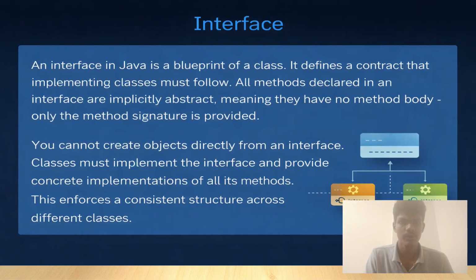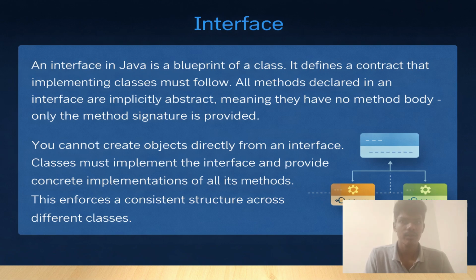Let's understand abstraction more clearly. Abstraction means hiding internal details and showing only essential features. For example, when you use a mobile app, you don't see the backend code. You just interact with buttons and screens. In Java, abstraction helps us reduce complexity, improve code reusability, and make systems easier to maintain. It allows developers to focus on what an object does instead of how it does it.